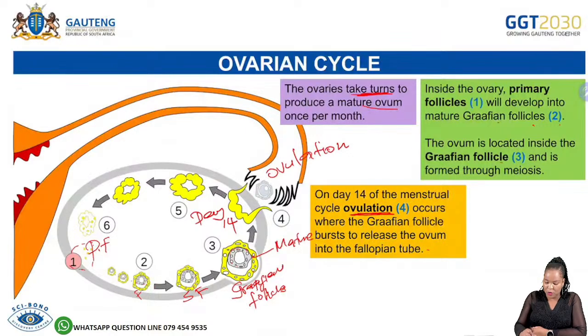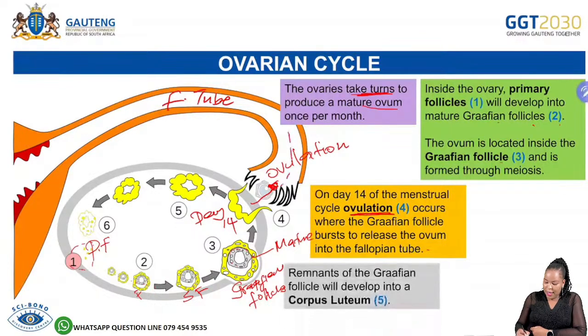I like this diagram here because already it shows you where it is going. It is going inside the fallopian tube. You see, it's going there. So that is what is happening there. And then remnants of the Graafian follicle. So what is left of the Graafian follicle here? The yellow body is going to develop into the corpus luteum. So this here is what we call our corpus luteum. Then our corpus luteum will secrete the hormone progesterone.